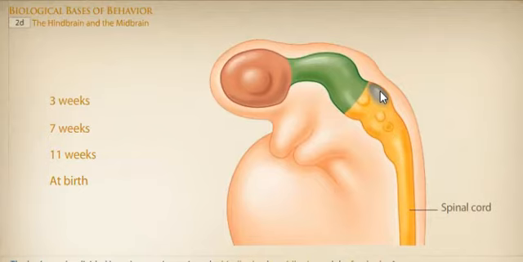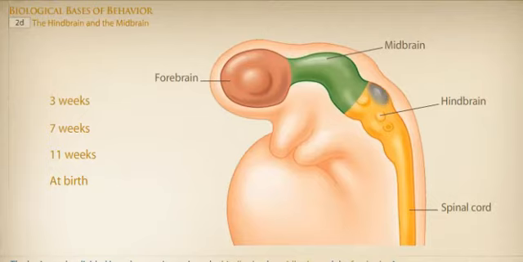So the brain can be divided into three major regions: the hindbrain, the midbrain, and the forebrain. As you can see, these three regions are clearly differentiated in the human embryo at 3 weeks of age. So if you look at the relative size of these regions and see how it changes in later development, we could do that by looking at the relative size at 3 weeks, 7 weeks, 11 weeks, and birth.